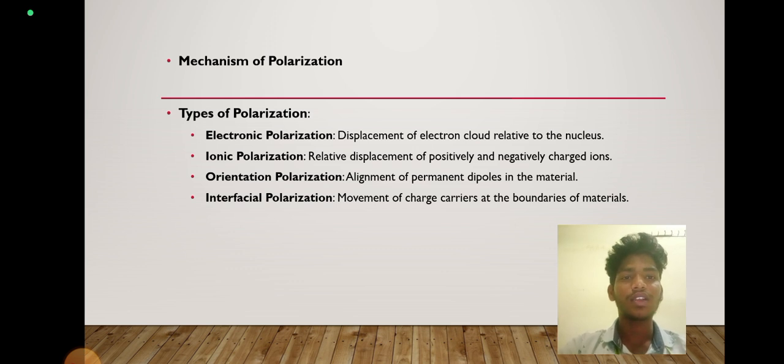Now we can see the mechanism of polarization. There are four types of polarization. Electronic polarization: the displacement of the electron cloud relative to the nucleus. Ionic polarization: the relative displacement of positively and negatively charged ions. Orientation polarization: the alignment of permanent dipoles in the material. Interfacial polarization: the movement of charge carriers at the boundaries of the material. That means when electric charges move around the boundaries of the material, it leads to interfacial polarization.